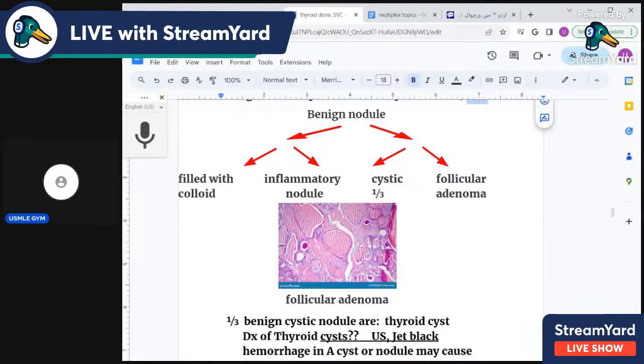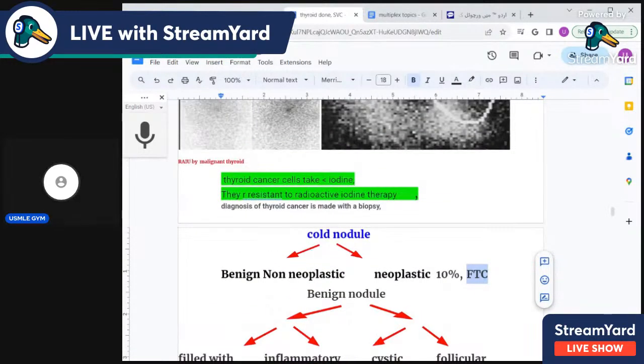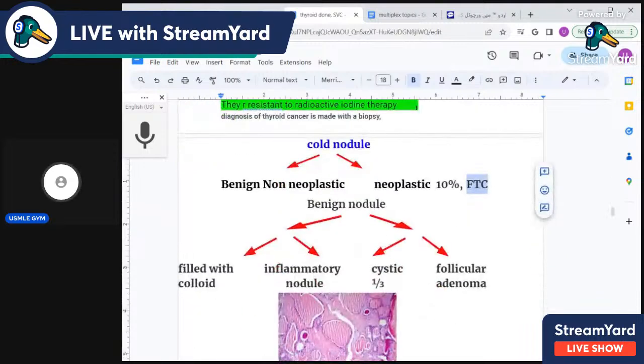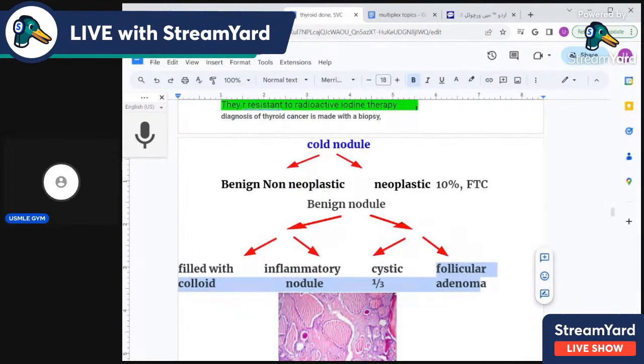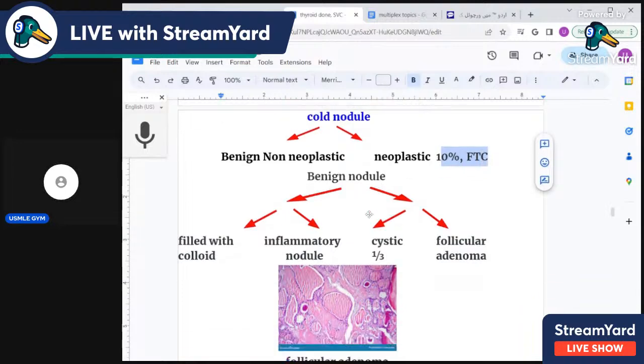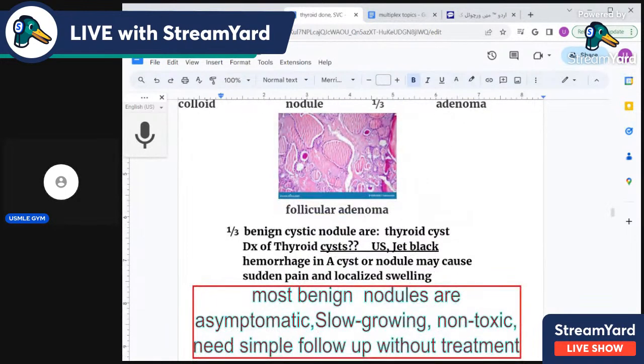Now the benign nodule. So the cold nodule has two parts, benign and malignant, and the benign may be filled with colloid, may be an inflammatory nodule, may be cystic. In one-third of cases a cystic nodule occurs, or it may be a follicular adenoma. See, follicular adenoma is a benign nodule. It's not included in follicular thyroid carcinoma malignancy. It has these sheets.